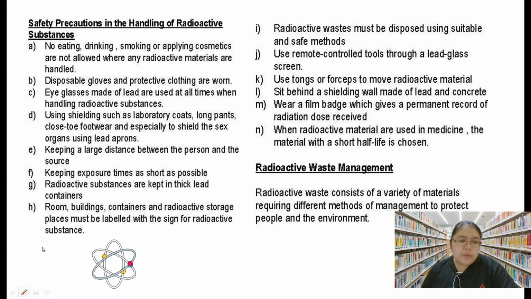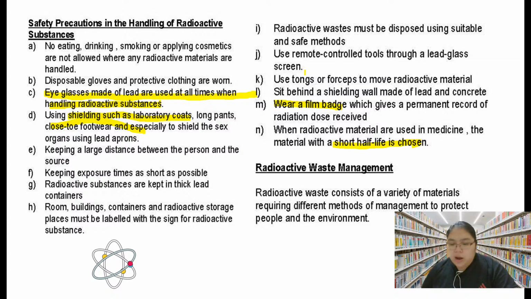radioactive material. The simple one is the eyeglasses made of lead when you are handling radioactive material. After that, use shielding such as a lab coat, covering everything you want to cover. Keep the exposure time as short as possible, and keep the radioactive material in a thick lab container. These all use the film badge. When radioactive material is used in medicine, one with a short half-life is chosen. So this whole thing is about safety.